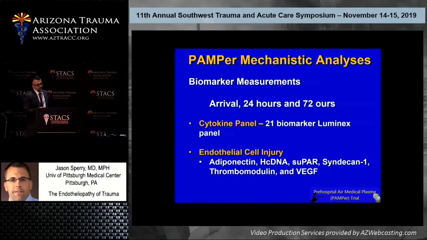So I just wanted to quickly talk about some mechanistic analysis that we did on the PAMPer study. In the PAMPer study, we gave pre-hospital plasma, and we saw some improved clinical outcomes, but we have no clue how it worked. That's what these studies or measurements were for. We got early blood sampling upon arrival, typically within the first 1 to 2 hours, depending on how sick they were. We got it at 24 hours, and we got it at 72 hours.